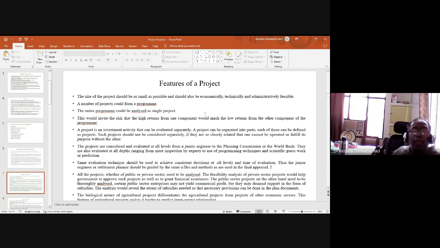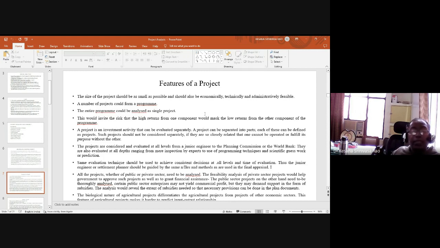The projects are considered and evaluated at all levels, from a junior engineer to the Planning Commission or the World Bank. They are also evaluated at all depths, ranging from mere inspection by experts to use of programming techniques and scientific guesswork or prediction. This is a simple example which we can see. Evaluation is very important at each and every stage of the activity which you are trying to perform in that project or the program.